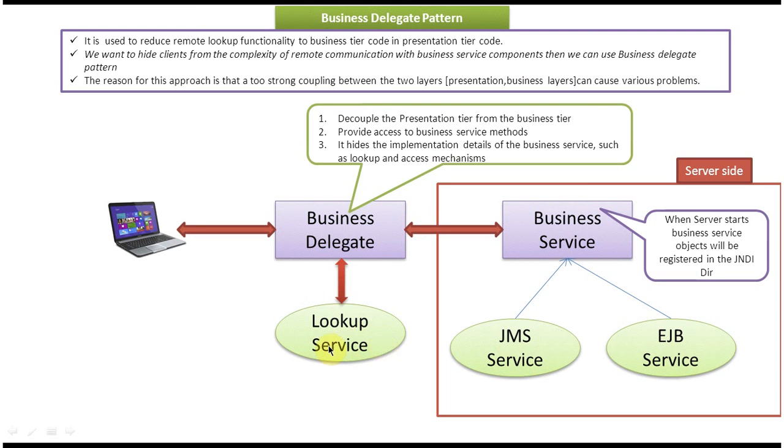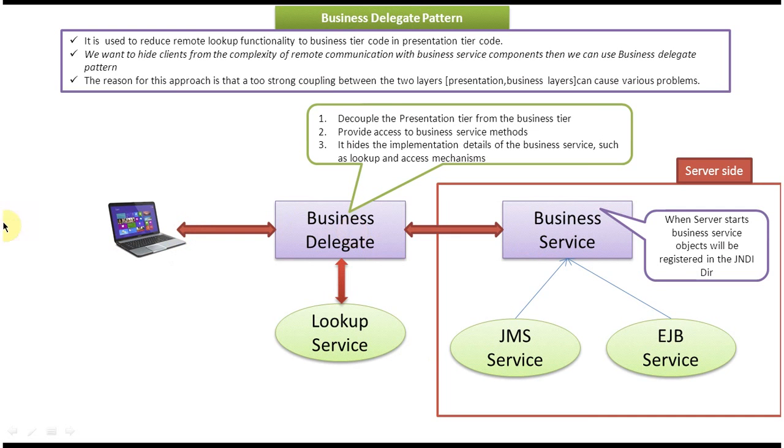This layer hides the implementation details of the business service, such as lookup and access mechanism. The meaning is that the client need not worry about how it will call the business service object. It just passes the request to the business delegate, and the business delegate will take care of looking up the business service object and calling the methods.